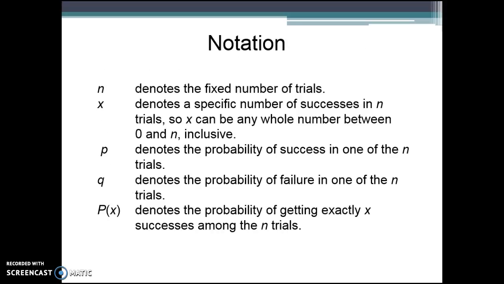So just to review notation, n is the number of trials, x is the number of successes out of n trials, lowercase p is the probability of success in any one of the trials. Q, I don't really use Q, but your book just uses Q as basically just 1 minus p. 1 minus p is just the probability of failure. And then P of x is the probability of getting x successes in the n trials.